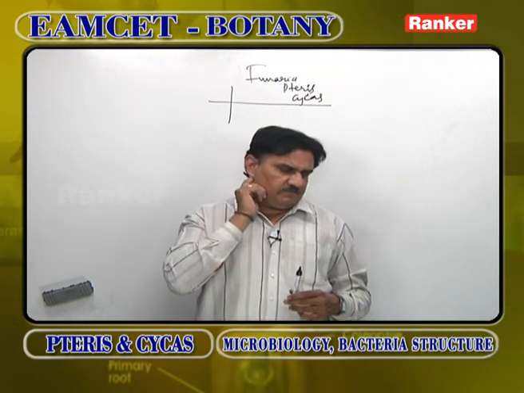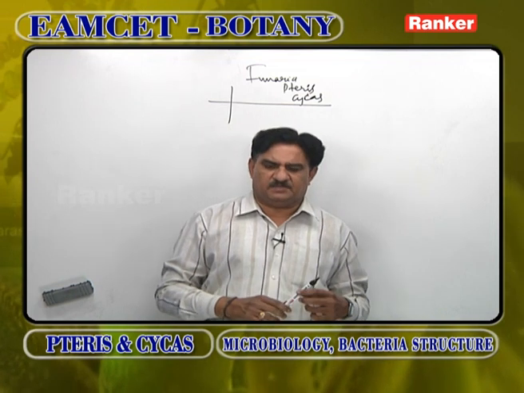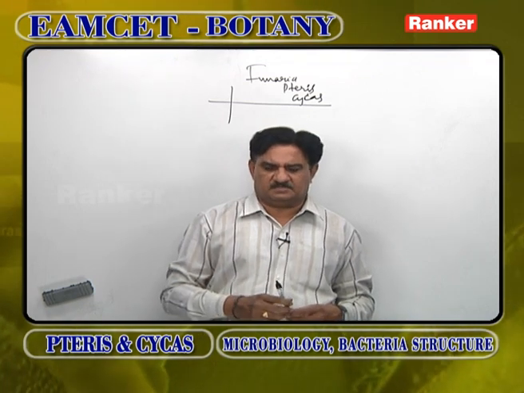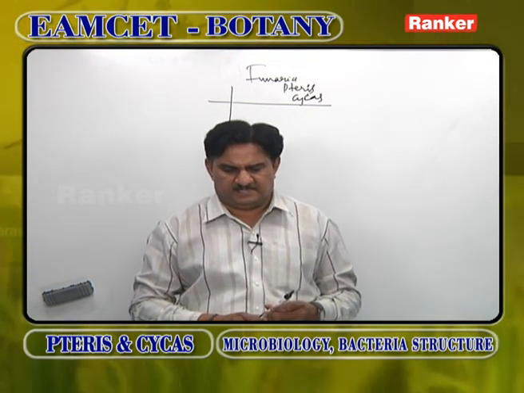Funaria is a bryophyte where the gametophyte is dominant, so sexual reproduction appears first, then asexual reproduction. In Pteris, the sporophytic generation is dominant, so first asexual reproduction takes place, then sexual reproduction occurs. In Cycas also the sporophytic generation is dominant, first formation of spores, then formation of gametophytes takes place.